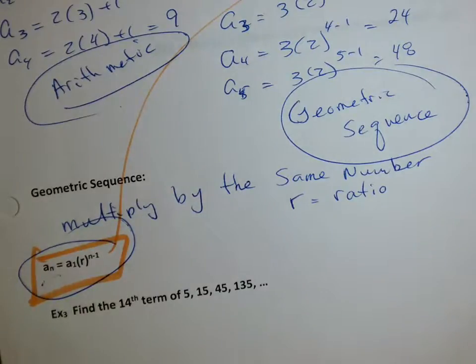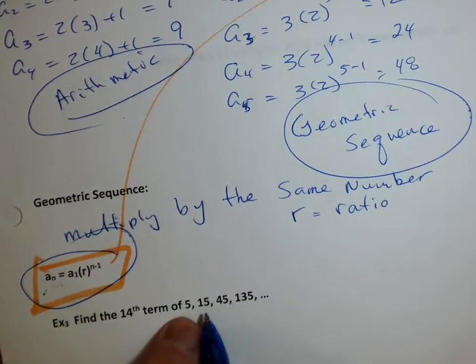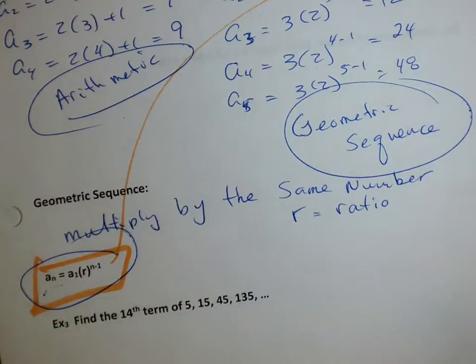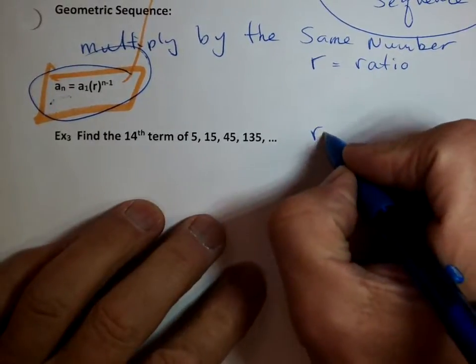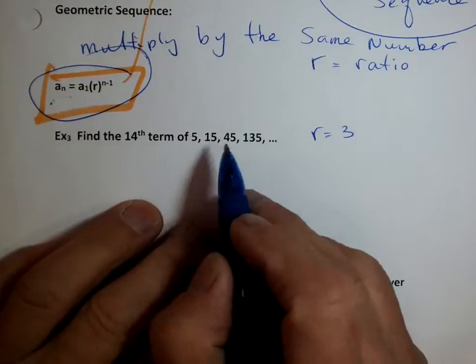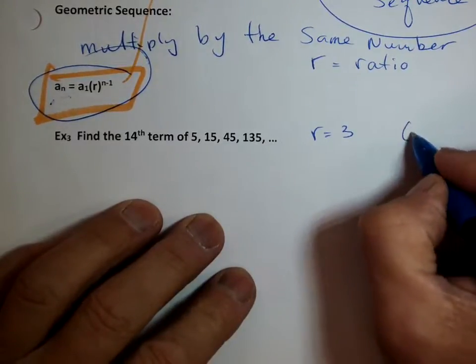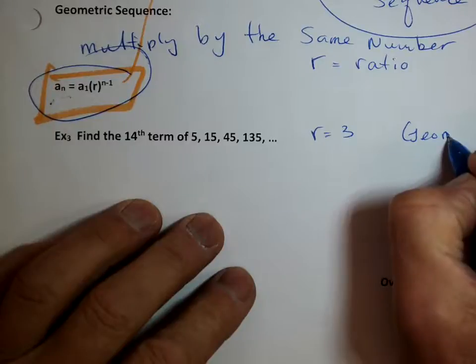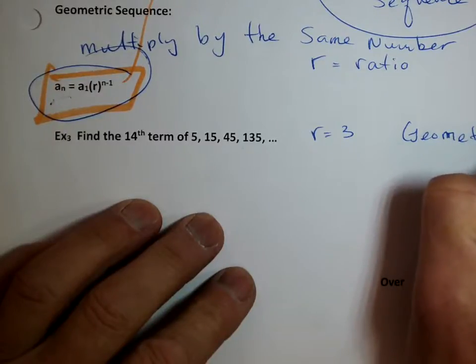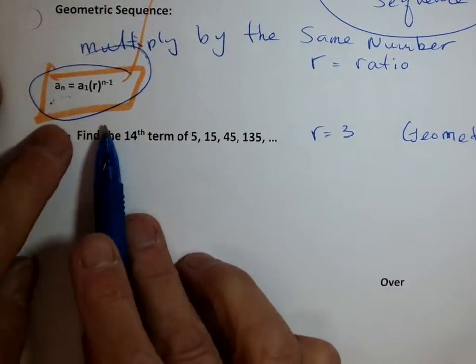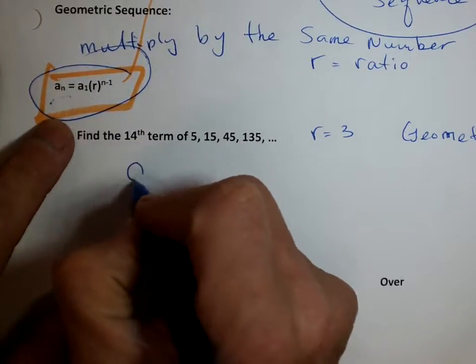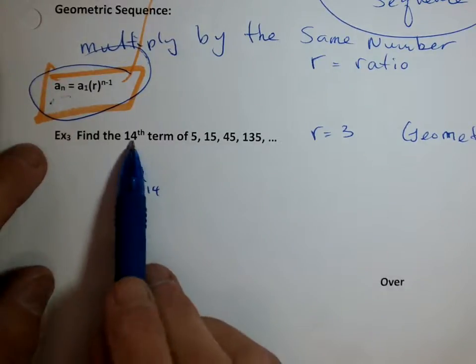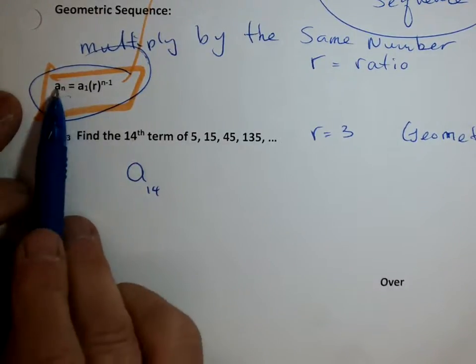All right, let's do example 3. Let's use our formula. Find the 14th term of 5, 15, 45, 135. Seems to me as if it's being multiplied by 3 each time, so r is 3. If it's multiplied by 3 each time, it is definitely geometric. So I can use my formula. I want the 14th term, so n is 14.